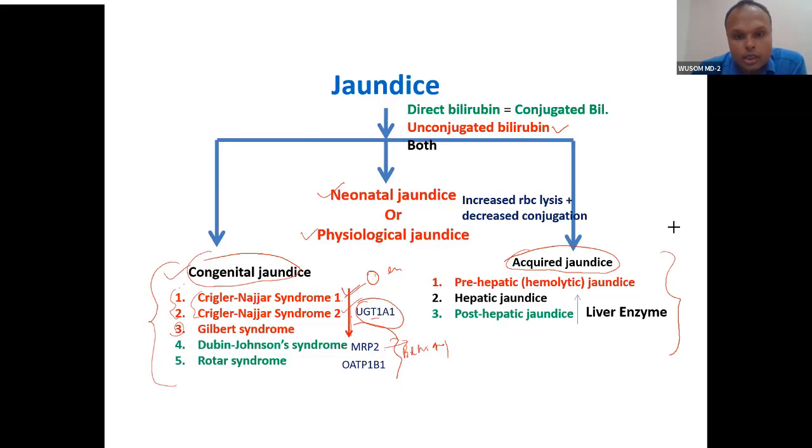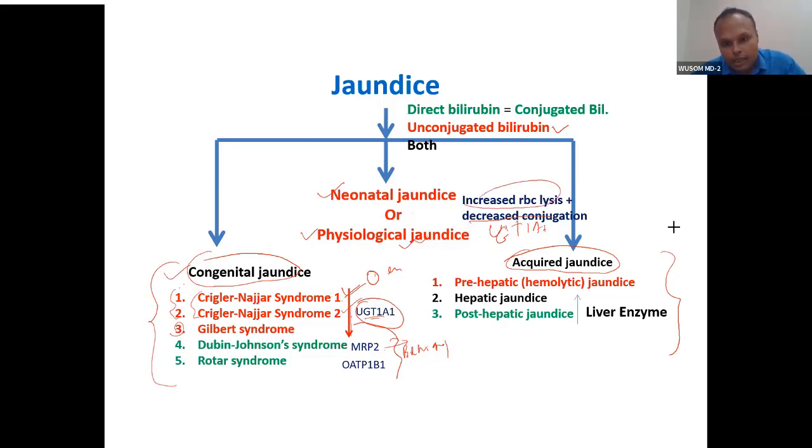Now this is neonatal jaundice. You can see the red marking. That is why here also you will see high unconjugated bilirubin. What is the reason here? The reason is decreased conjugation because of immature UGT1A1 and increased hemolysis. These two are the reasons.